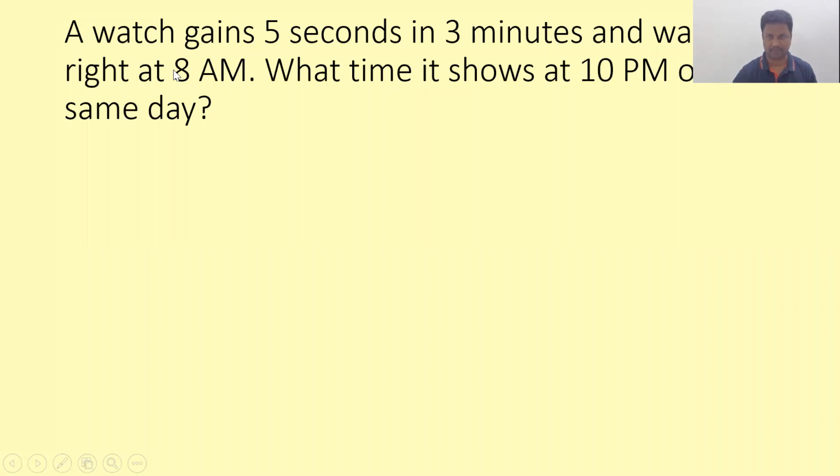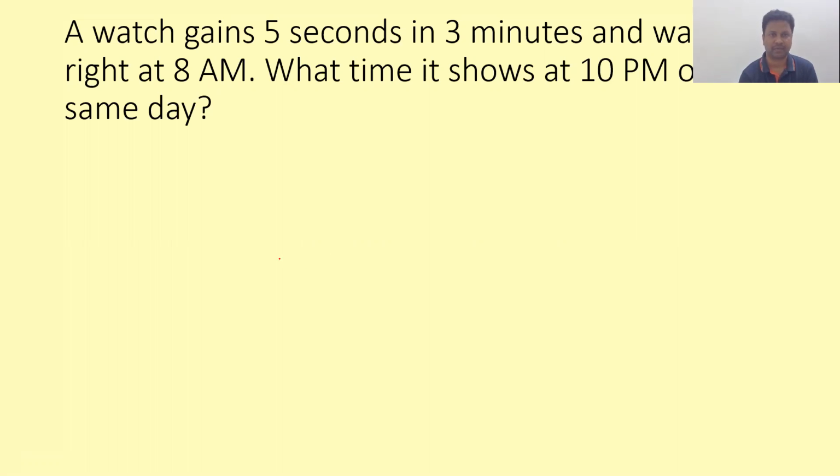Now see this. We have two varieties of faulty clocks. First variety: a clock gained 5 seconds in 3 minutes and was set right at 8 a.m. Then what time does it show at 10 p.m. on the same day? At 8 o'clock it is set exactly, the correct time. The meaning is, for every 3 minutes the watch gains 5 seconds.